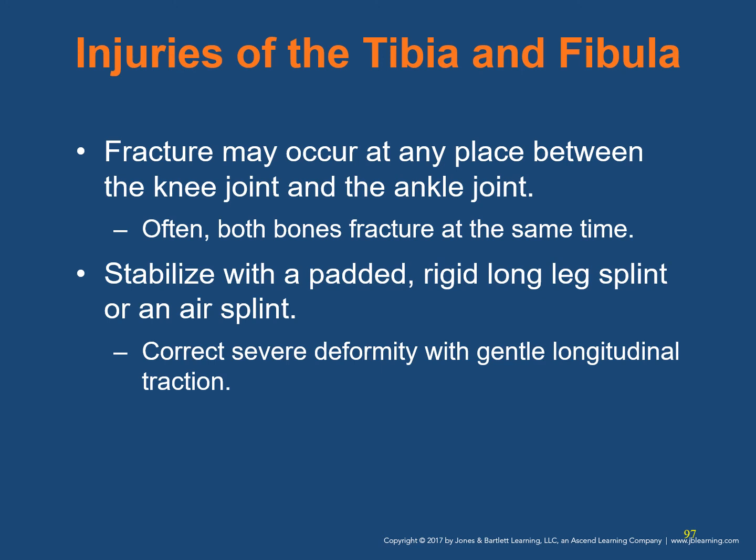These fractures should be stabilized with a padded rigid long leg splint or an air splint that extends from the foot to the upper thigh. Correct severe deformity before splinting by applying gentle longitudinal traction. These fractures are sometimes associated with vascular injury as a result of the distorted position of the limb following injury. Realigning the limb frequently restores adequate blood supply to the foot. If it does not, transport promptly and notify medical control.